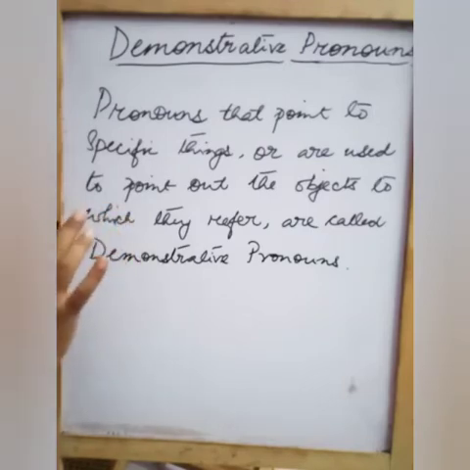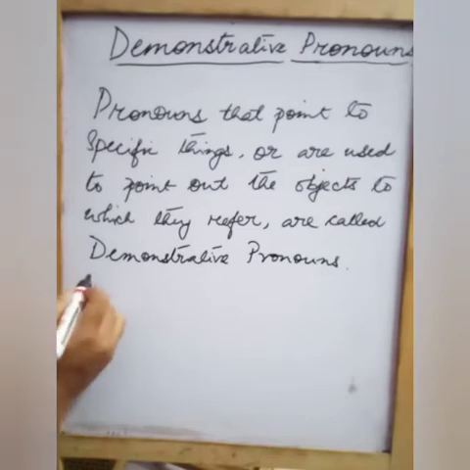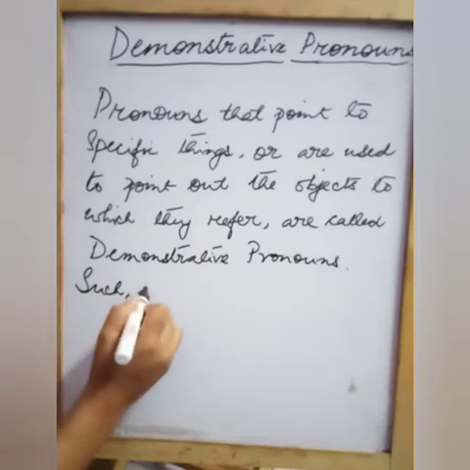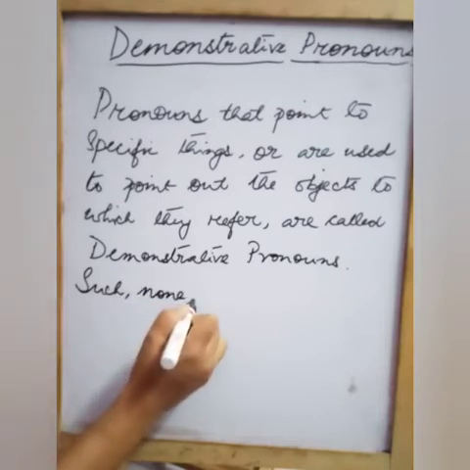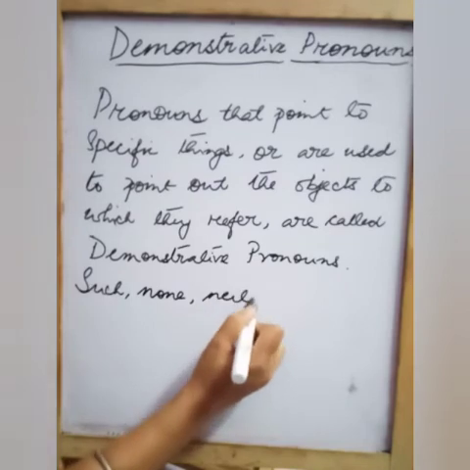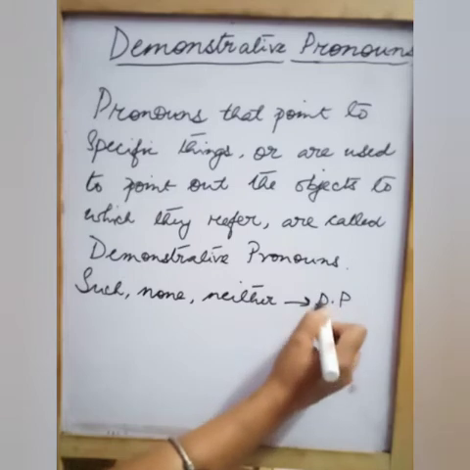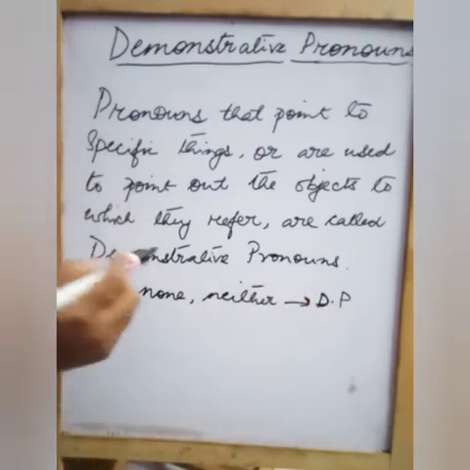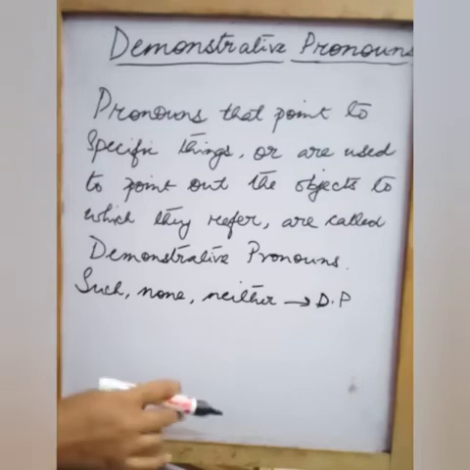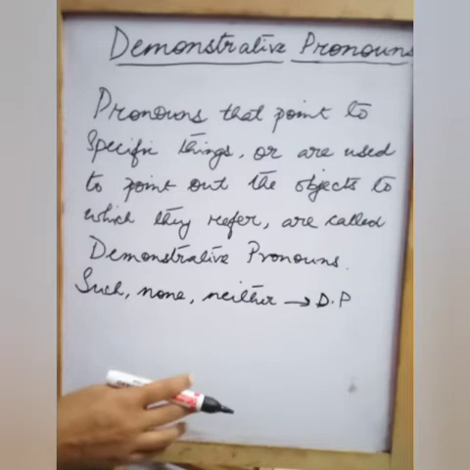Okay. Now apart from this, that, these and those, some more are also there, like such, none, neither. These are also demonstrative pronouns. Fine. So what have I written? Pronouns that point to specific things or are used to point out the objects to which they refer are called demonstrative pronouns. Now why do we use them?